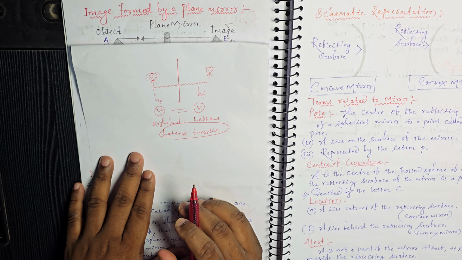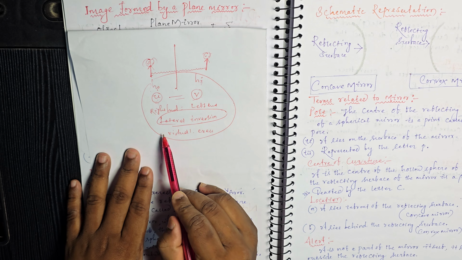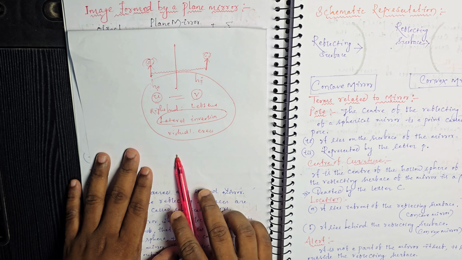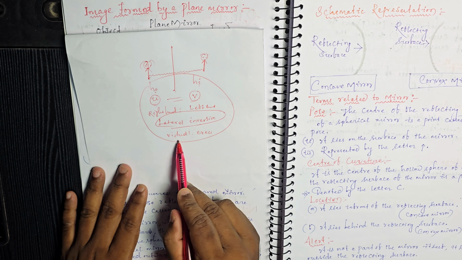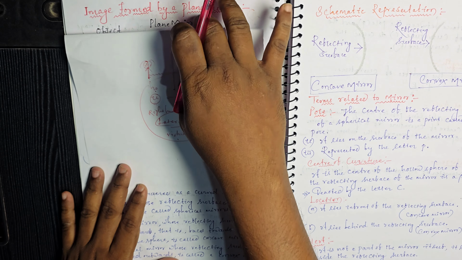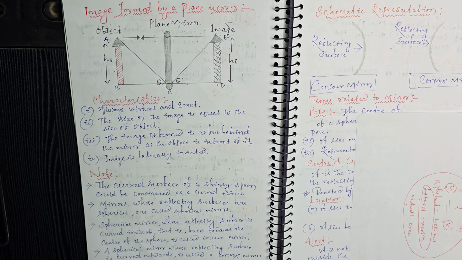So these are the five properties of a plane mirror. One more time: height of object and height of image will be the same, object distance will be the same as image distance. Next, lateral inversion: if you show your right hand, it will show you the left hand. Next, virtual and erect. I hope you are clear about the plane mirror.